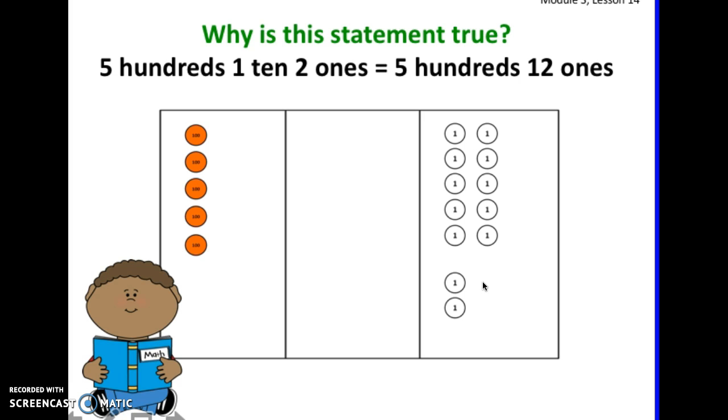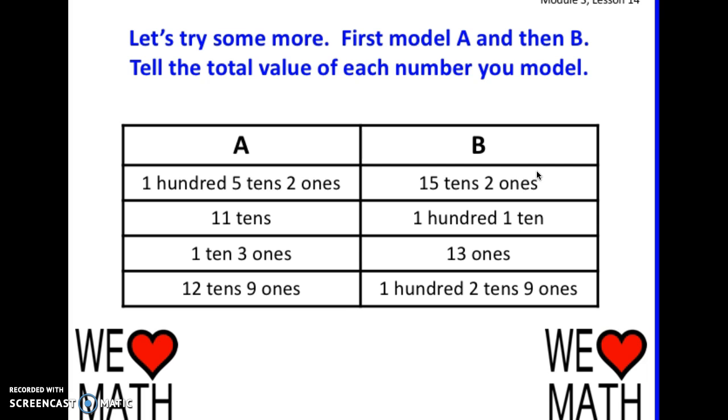I want you to look at this statement. 5 hundreds, 1 ten, 2 ones equals 512 ones. Is that true? It is true. Because when we started this, we had 5 hundreds and 1 ten and 2 ones, but then we unbundled. We took that 10 and we took all the ones out of it and put it in the ones spot. This is still the same number, it's just a different way to look at it. We're going to try some more.